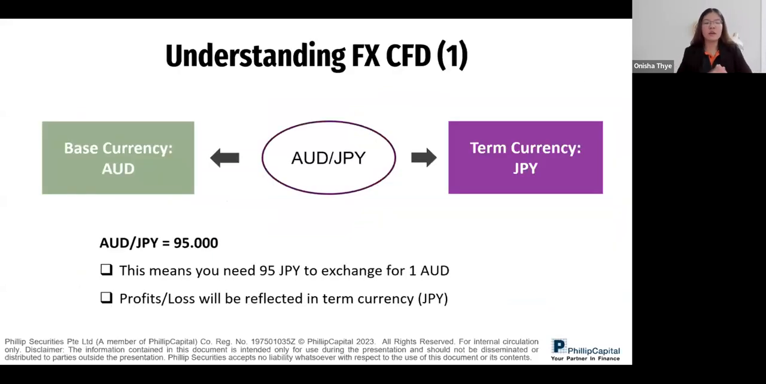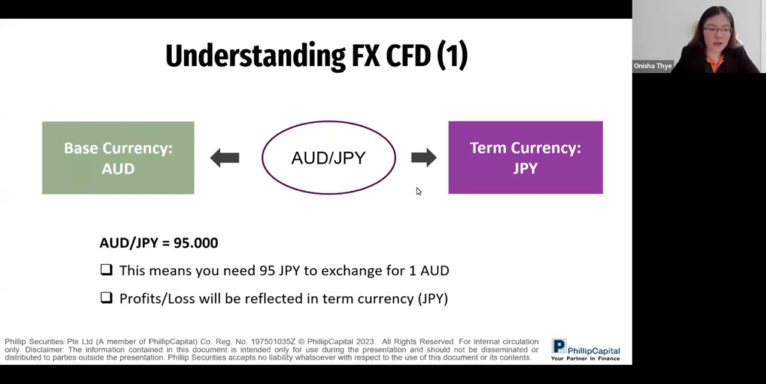Okay, so here we have Australian Japanese yen. On the left side is always the base currency, where on the right side is always the term currency. So here the base currency would be Australian dollar and the term currency would be the Japanese yen. FX normally quote in pairs. As you can see here, Australian dollar Japanese yen equals 95, which means that you need 95 Japanese yen to exchange for 1 Australian dollar.